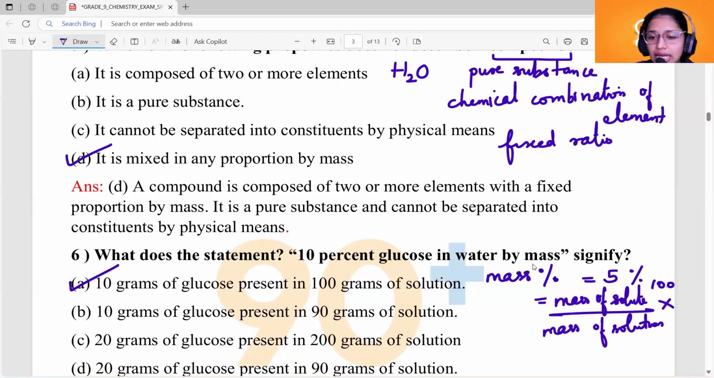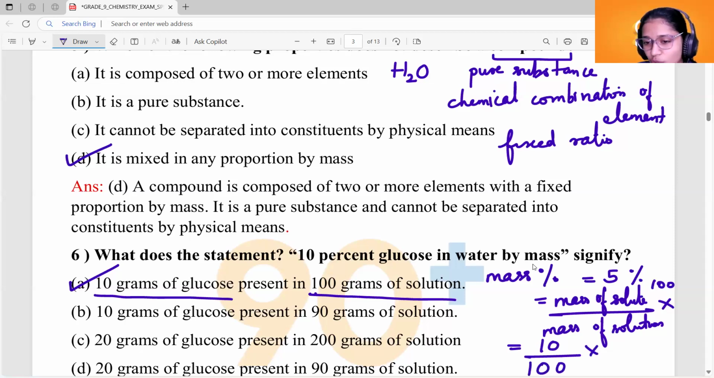Now we know that the first option is the correct answer, so we'll solve with the first option itself. What does the first option say? 10 grams of glucose present in 100 grams of solution. So the solute is glucose here. What is the mass of solute? It is 10. What is the mass of solution? 100 grams. So it is 10 divided by 100 into 100. When you solve it using the formula, you get the answer as 10, which is there in the question itself, right? 10 percentage is the mass percentage. So the correct option here is option A. Is it clear? Okay, so now we will move ahead.